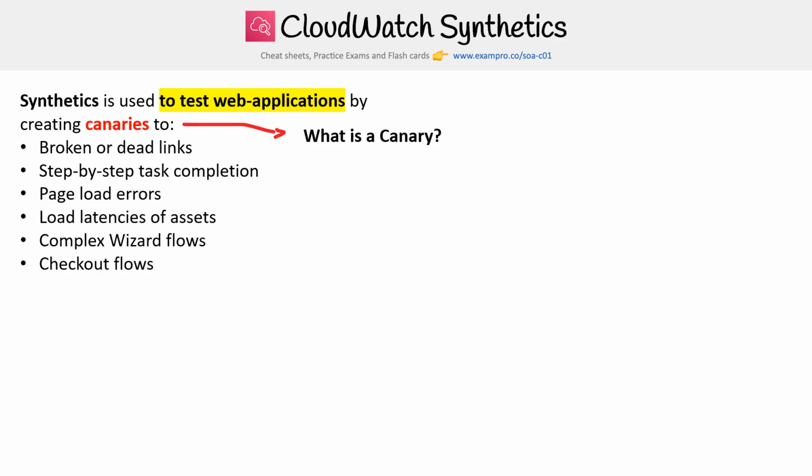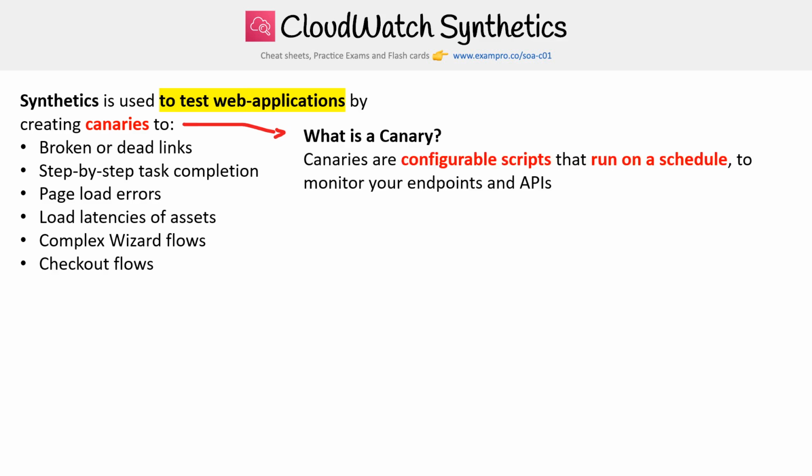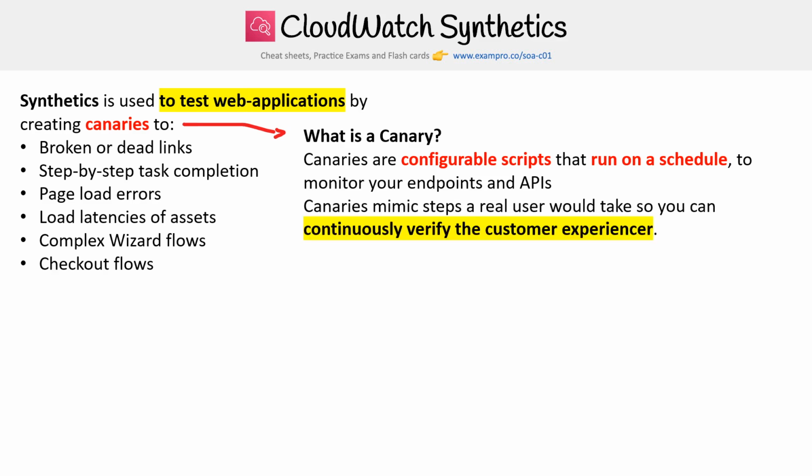So a canary is not what we refer to when we're doing deployment. It's totally something else. It's weird that AWS would reuse this term in another service, but they do. Canaries are configurable scripts that run on a schedule to monitor your endpoints and APIs. Canaries mimic steps a real user would take so you can continuously verify the customer experience. There should be an R on the end there, but that's what it is.